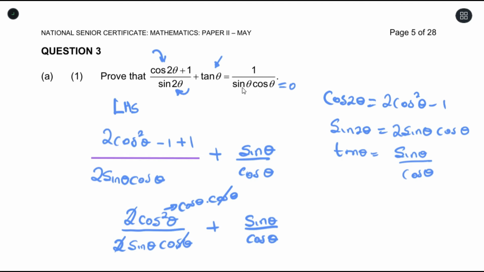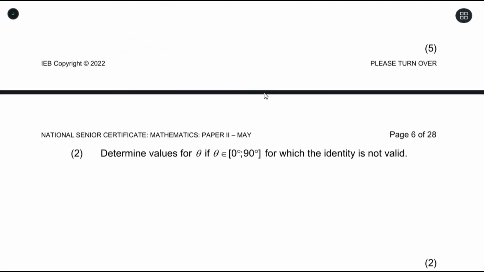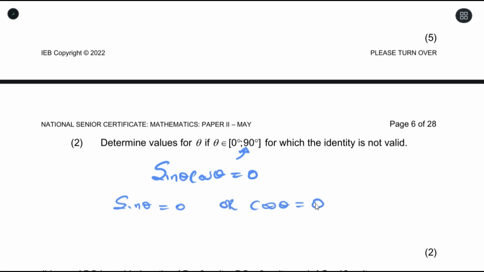Let's take the other side. So we'll say sine theta cos theta is equal to 0. Okay, so for this not to be valid, sine theta times cos theta is equal to 0. They want our answers to fall between 0 and 90. So what this means is sine theta is equal to 0 or cos theta is equal to 0. But what would be the theta value? Here, theta would be equal to 0. And for the cos graph, cos 90 is equal to 0. So theta here would be 90.